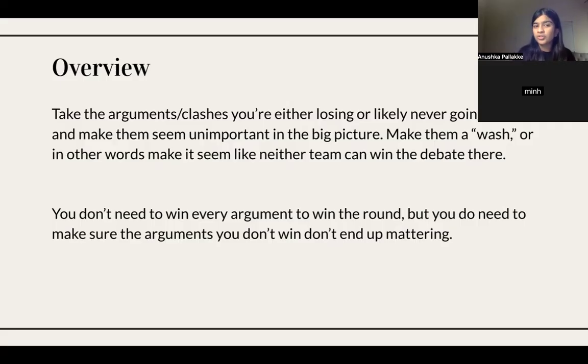And this is really crucial because many times in debate, you don't need to win every single argument to win the round, but you just need to make sure that the arguments you don't win don't end up mattering. You never want to have a judge say, okay, I think you had this really strong argument, but because you didn't respond to this other argument, I had to give it to the other team. You always want to hit every response, but there's some responses that you're just never going to win in the grand scheme of things, right?